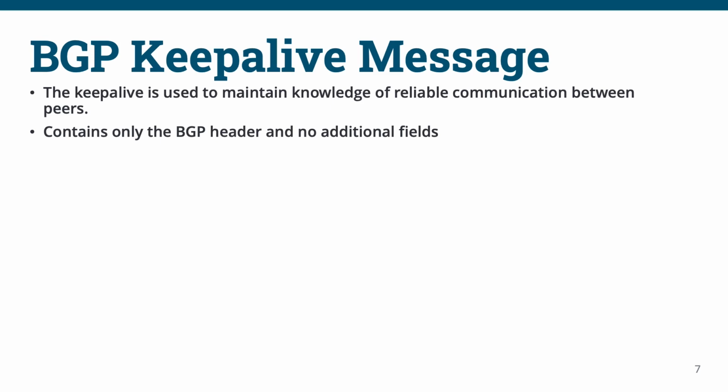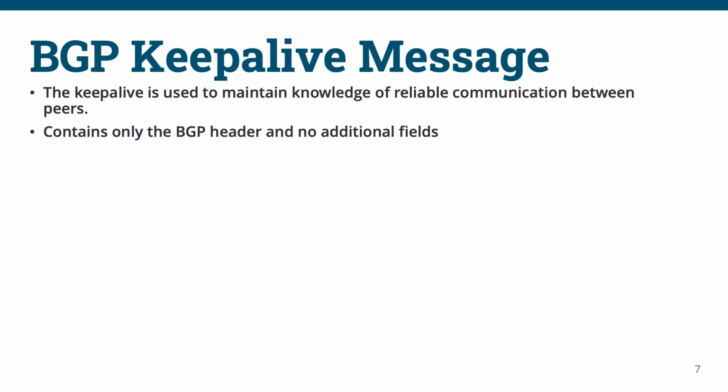As mentioned in the open message, the peers only exchange dead timer values. They don't actually exchange a hello or keep alive timer value. The keep alives are sent every 1/3 of the dead time. For example, if the dead time is set to 90 seconds, then the keep alives will be sent every 30 seconds. It is possible to configure a peering relationship to not exchange any keep alives. If the dead time is set to 0, then no keep alives will be exchanged at all.